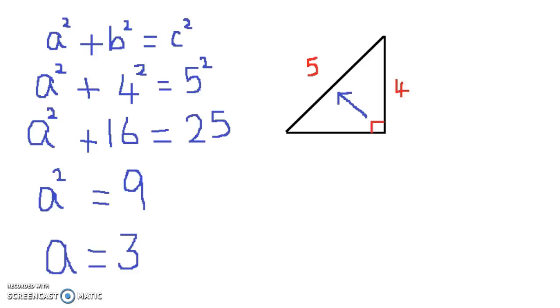And by square rooting both sides to find a rather than a squared, I will find that a equals 3. It's a good thing that we used a for the missing side because it is the shortest side. Yet if you would have used b squared as the missing side, you would have gotten 3 as your answer still.